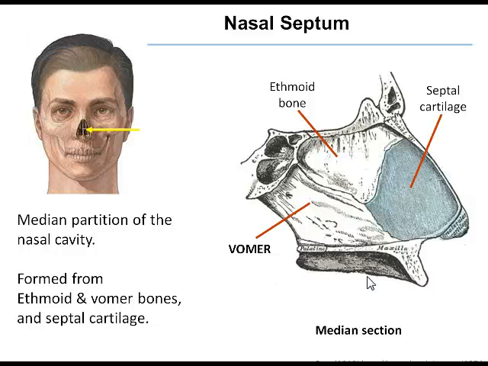The nasal septum is formed from two major bones. This is the superiorly positioned ethmoid bone and the more postero-inferiorly positioned vomer, which is a single bone. The septal cartilage is also located in this position and contributes to the nasal septum. It is a hyaline cartilaginous plate located anteriorly.